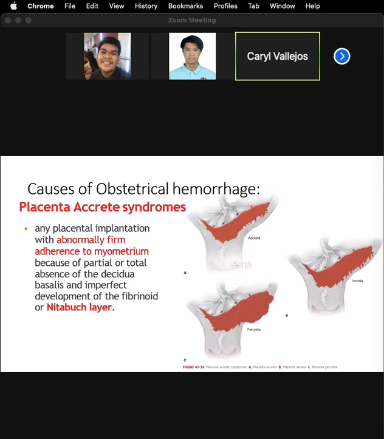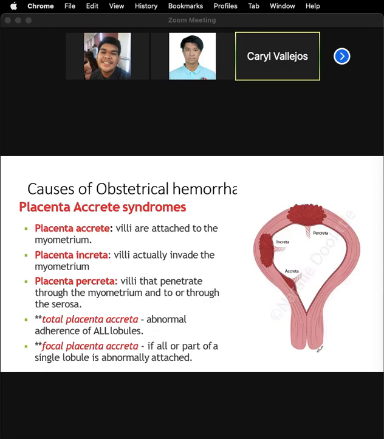So the last cause of obstetric hemorrhage is placenta accreta syndrome. It is any placental implantation with abnormally firm adherence to the myometrium because of partial or total absence of the decidua basalis and imperfect development of the fibrinoid or Nitabuch layer. We have the different types: placenta accreta, placenta increta, placenta percreta.